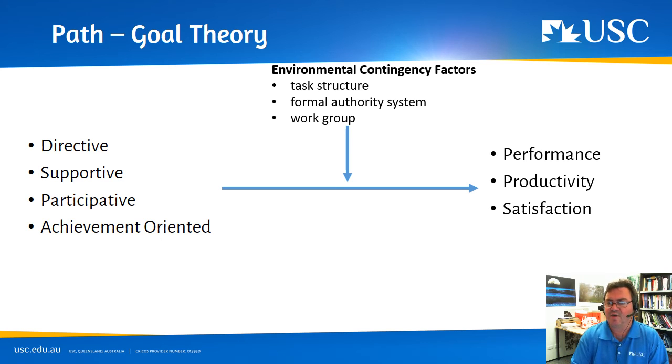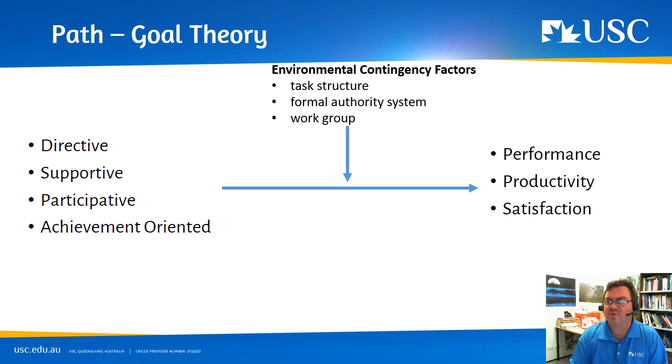So first off, we've got environmental contingency factors. There's a couple of examples. So what sort of task are we getting people to do? Is it a simple task, like making a sandwich or driving a bus or something like that? In which case I might be quite directive and I'll still achieve performance, productivity and satisfaction. Is the task complex or highly creative, where I might need a supportive or a participative type leader to meet the needs of the group to get those outcomes, the performance, productivity and satisfaction.